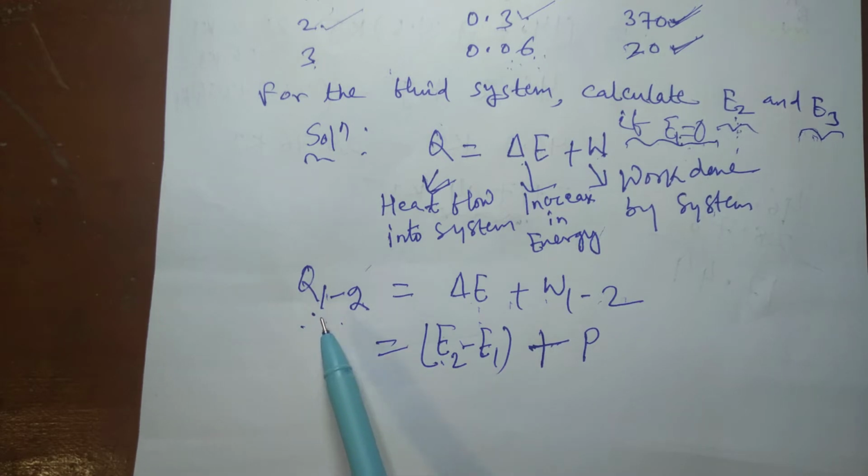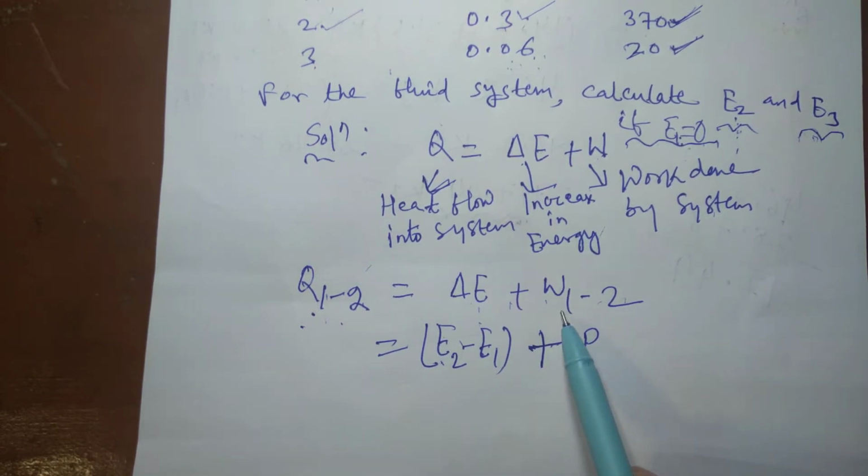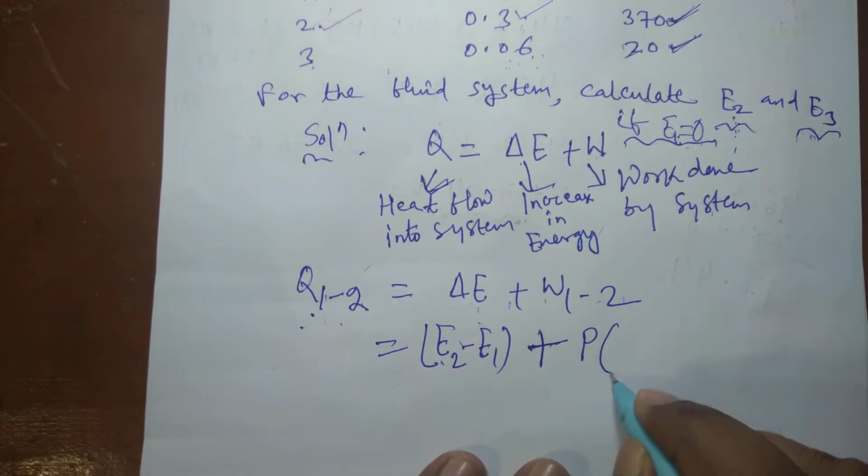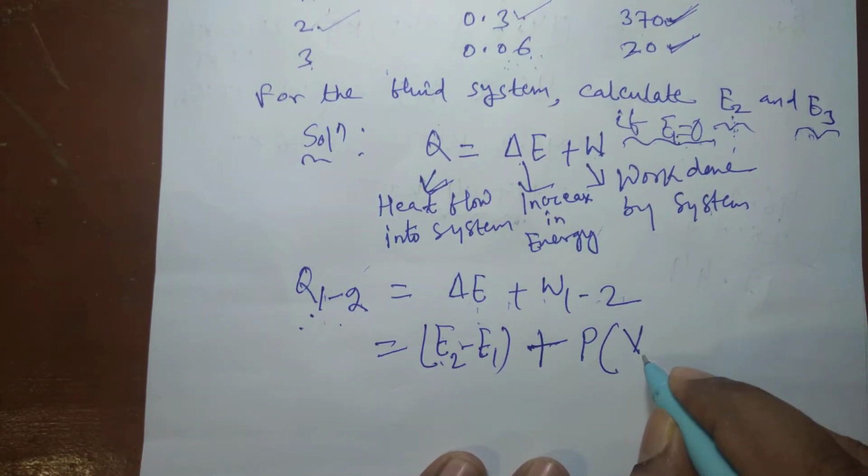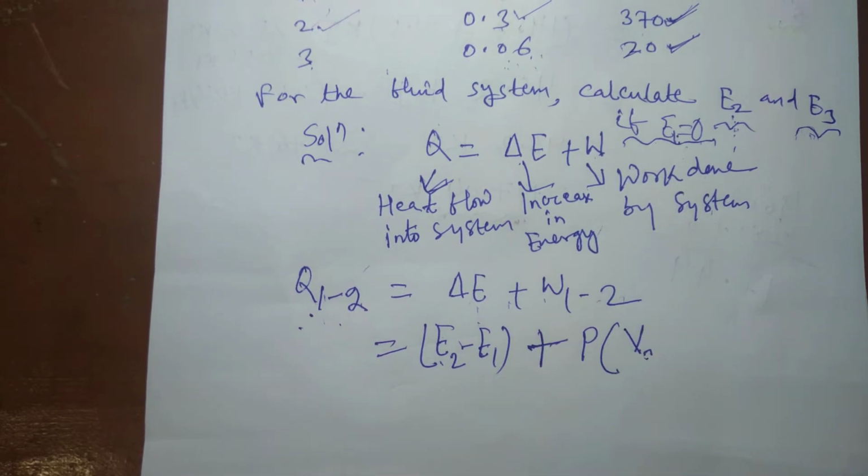Q12 means the heat interaction when the system, or in this case the fluid, travels from state 1 to state 2. And W12 is the work interaction when the fluid travels from state 1 to state 2. Here the pressure remains constant and the volume changes. The only work that is present is boundary work. There is no other work. There is no mention of any other work in this question.